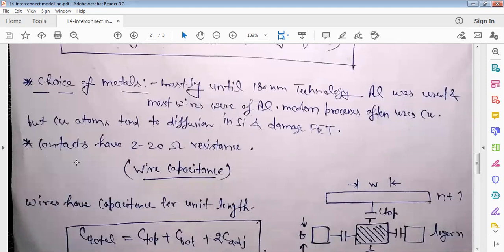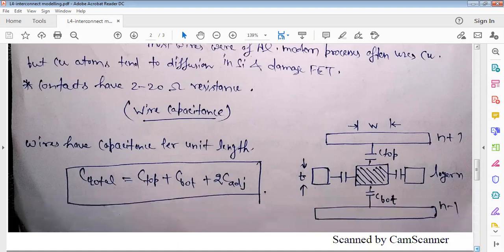So contacts have a resistance of 2 to 20 ohm respectively. Now comes the wire capacitance. Wires basically have capacitance per unit length. If we have a longer wire, the value of capacitance will be high.